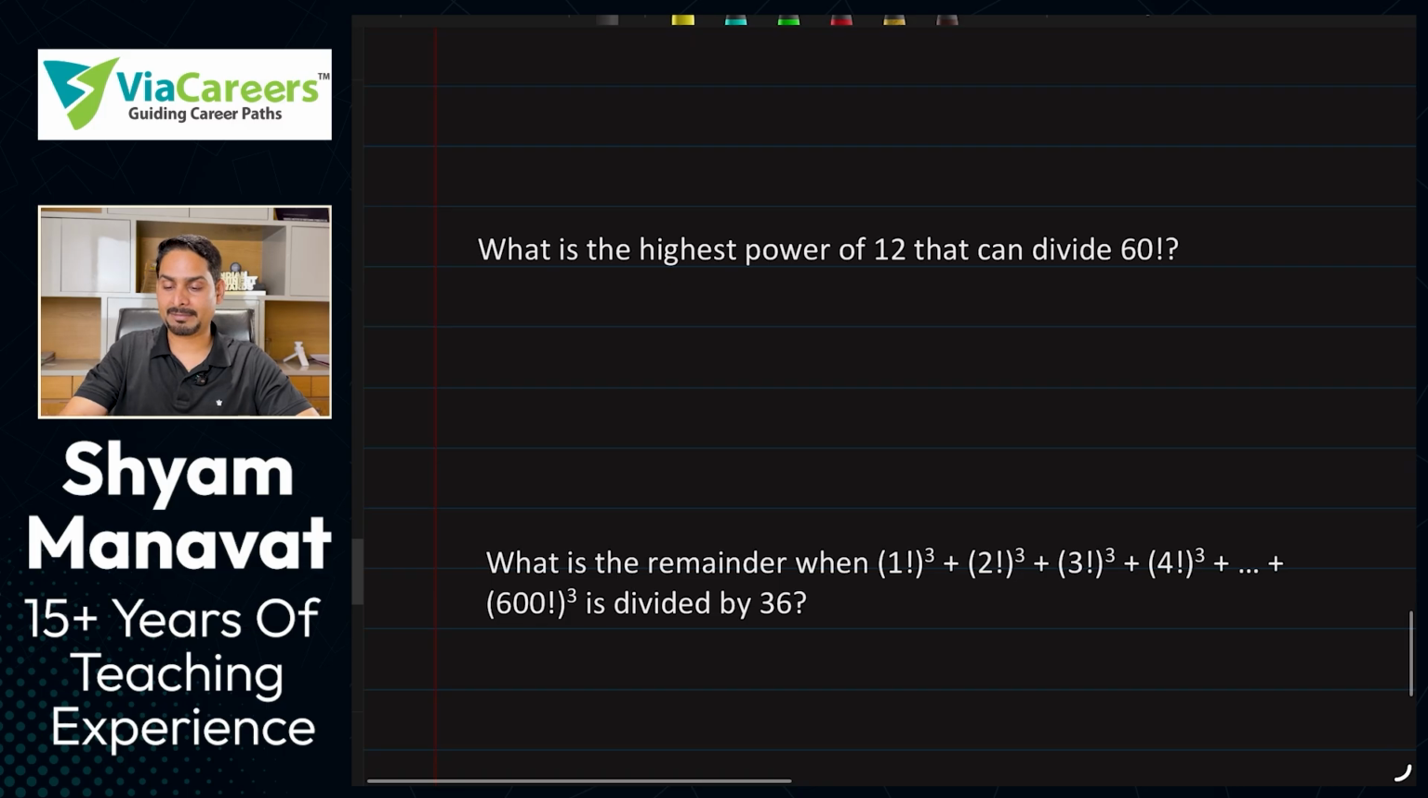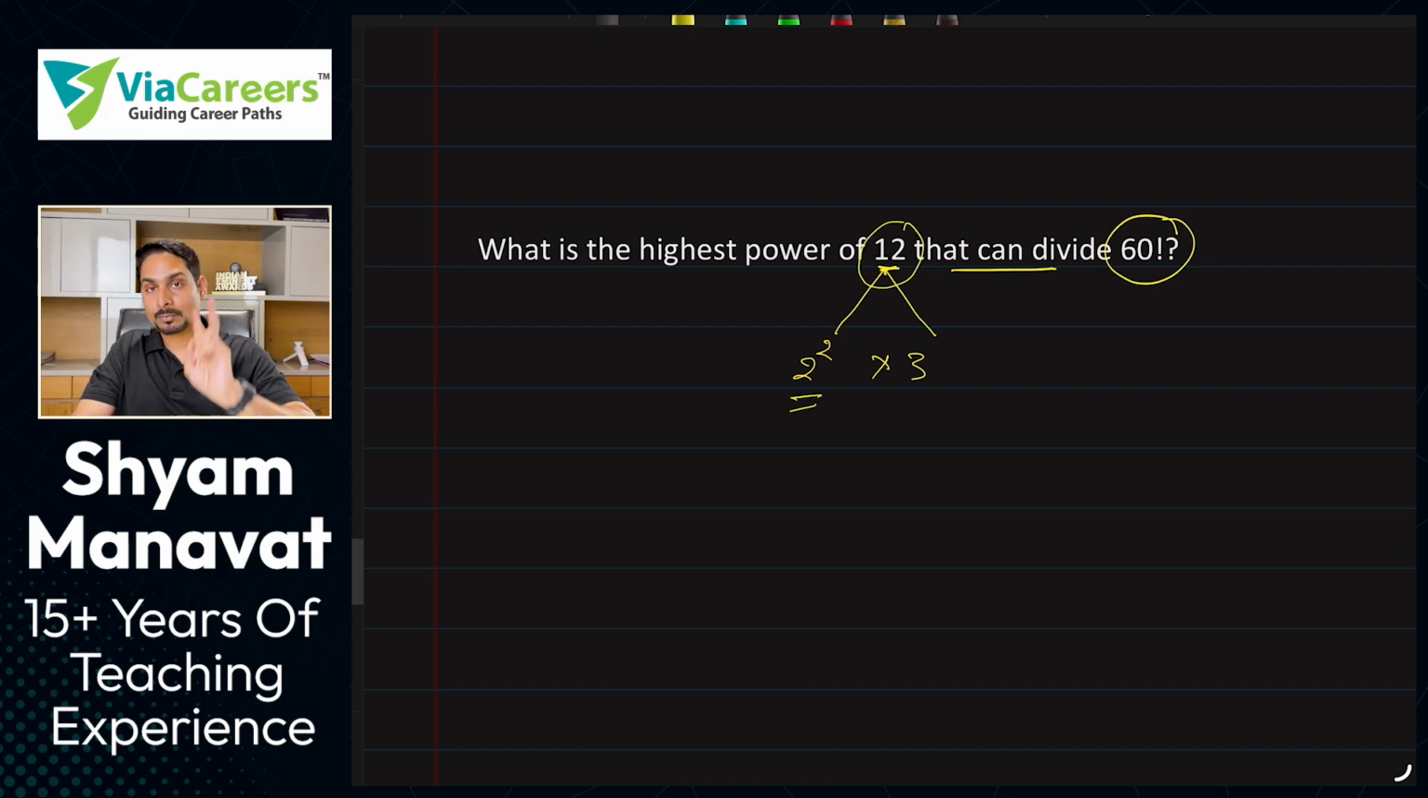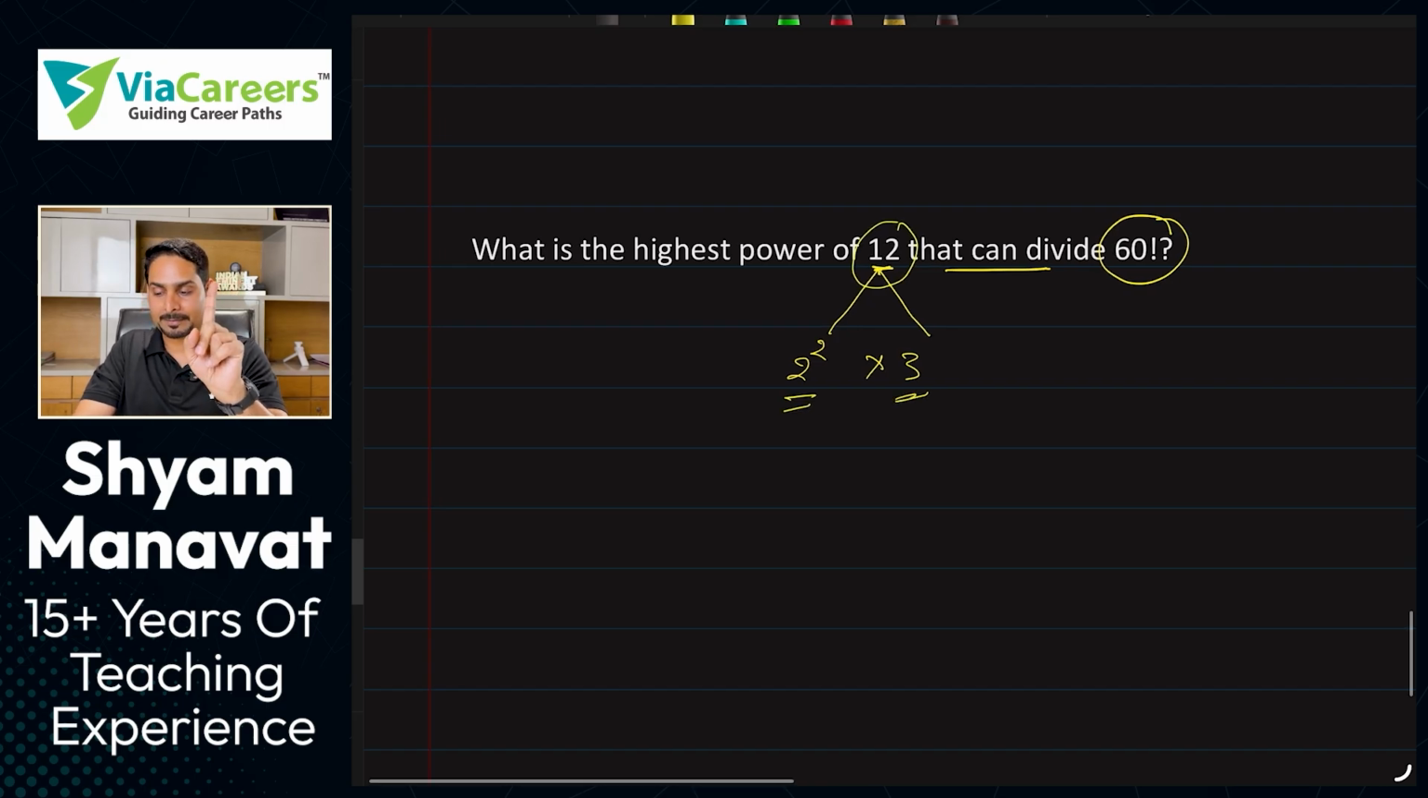Here we have another example: what is the highest power of 12 that can divide 60 factorial? So 12 is again a composite number, correct? So first you will write this in the form of prime factors. Now this can be written as 2 raised to 2 into 3. That means to form 12, you need two 2s and one 3.